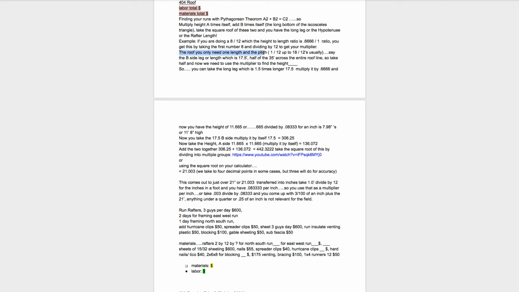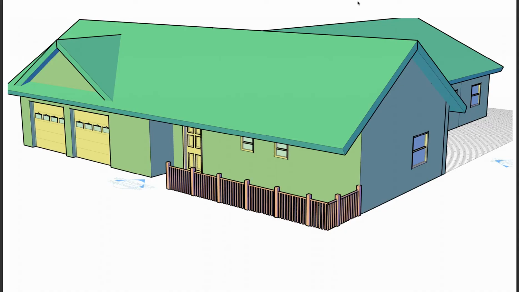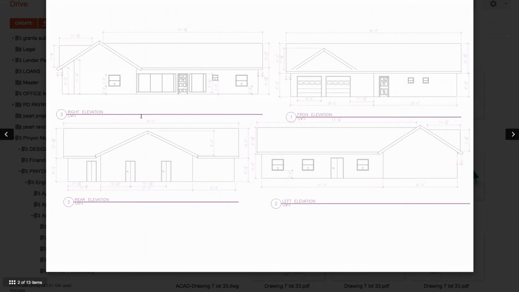So in this case, from a 1/12 all the way up to an 18/12, it's all the same. Okay? So you can take the long leg, which is 1.5 times longer, and we'll just say it's 17.5. And I'll tell you why. I came up with 17.5 because here's our width right here, 31 feet, right? If you add 3 onto that, it ends up being 34 feet. And I added 1 foot 6 here, this is our eave, 1 foot 6 here. So I just added an extra foot just to be careful that we have long enough rafters. You don't necessarily have to do that, but it's always better to have a long enough rafter than too short of a rafter.